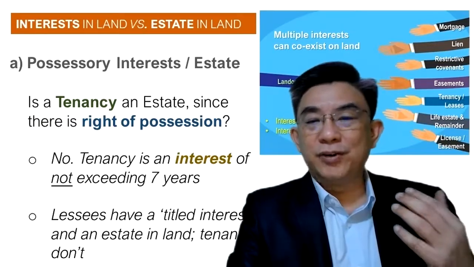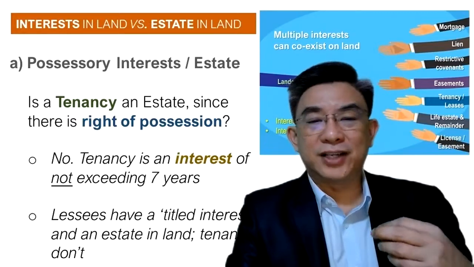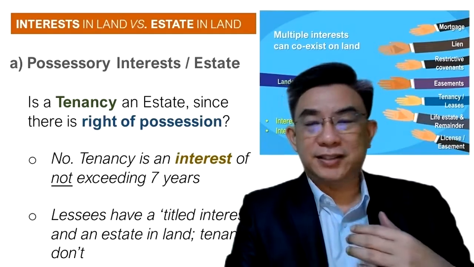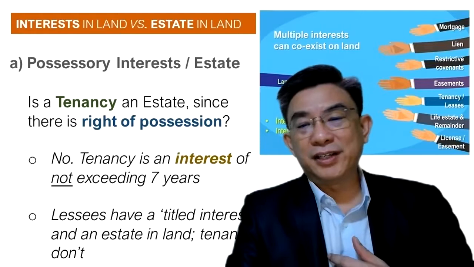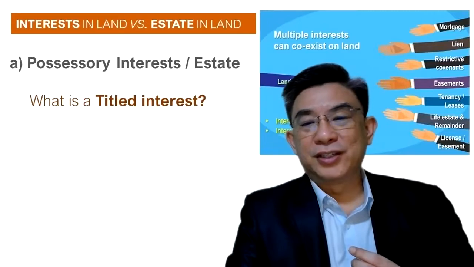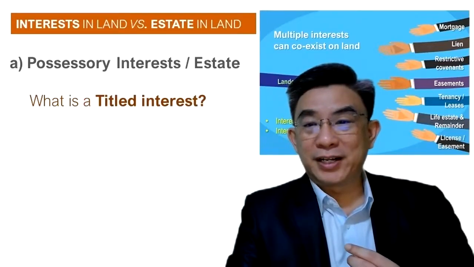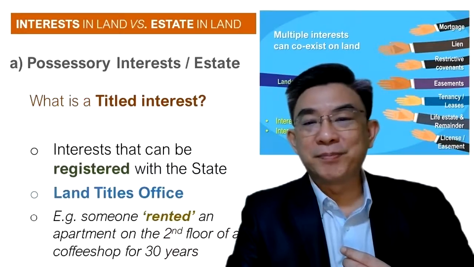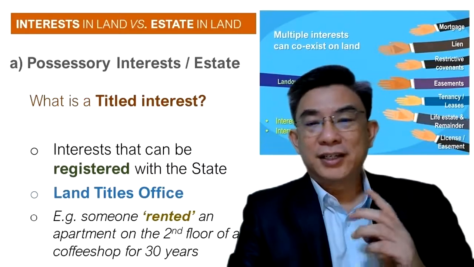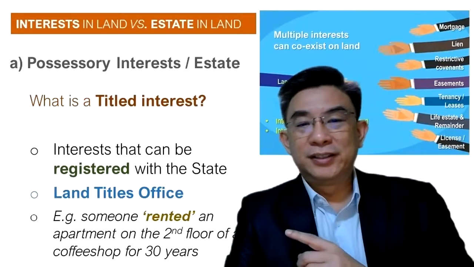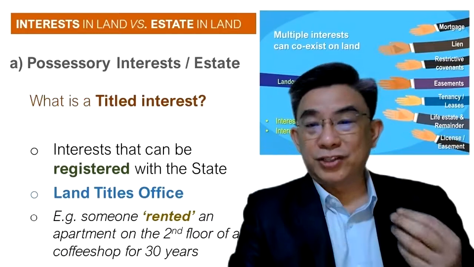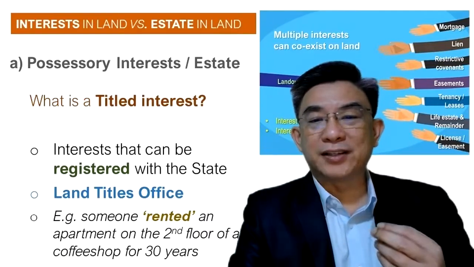Now, if you have an interest over a land, such as a lessee, and your right of possession actually exceeds 7 years, that is a different thing. All right, you're called a lessee, so you're the owner. What is a titled interest? Meaning your name will appear in the title. That is the more interesting part. It means that your interest can be registered into the title. So you will have to engage a lawyer and register your interest with the Land Titles Office.